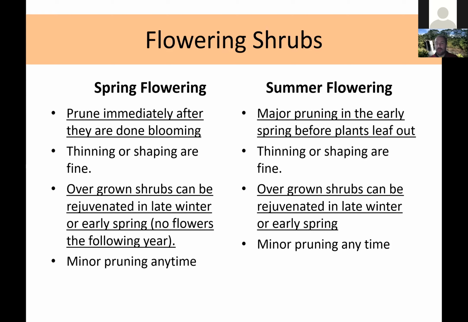You can shape or thin both of them. I'll talk about shaping and thinning later. If you rejuvenate spring flowering shrubs that flower on old wood, you have to accept that you'll have a year without flowers. So rejuvenation, I'll talk a lot about in a second, but it is essentially cutting a shrub back to the ground and kind of starting over, letting it come back from the base. And if you do that, you're cutting off all the flower buds. So hypothetically, you're going to miss one year of flowering, depending on how you time it.